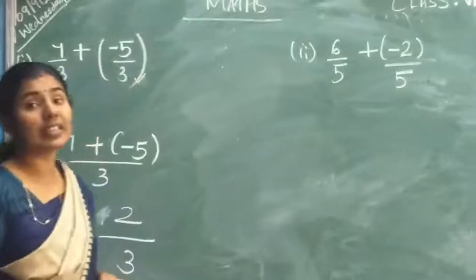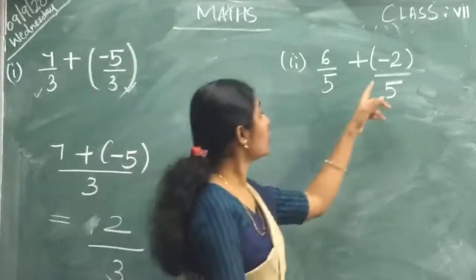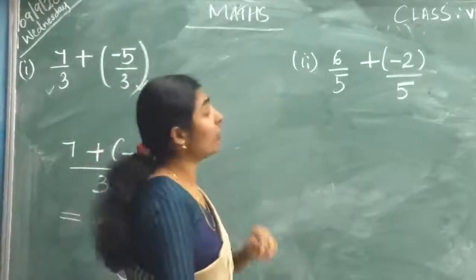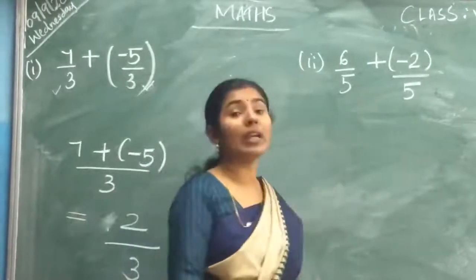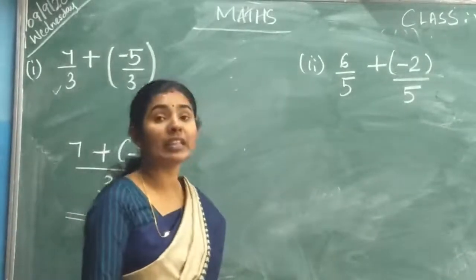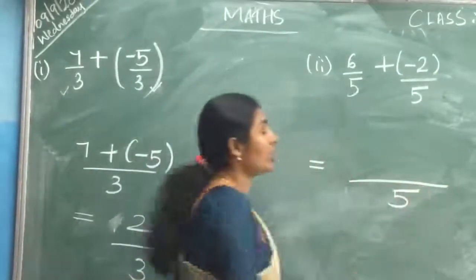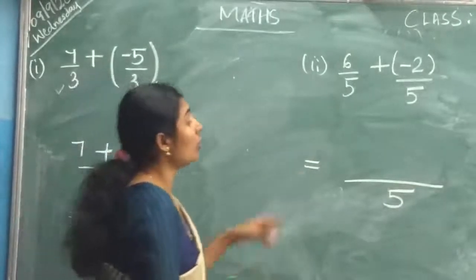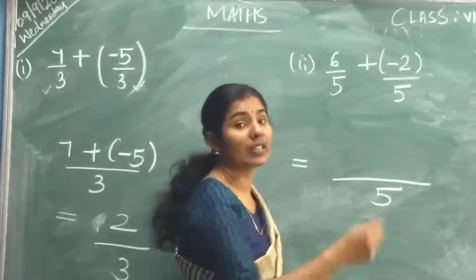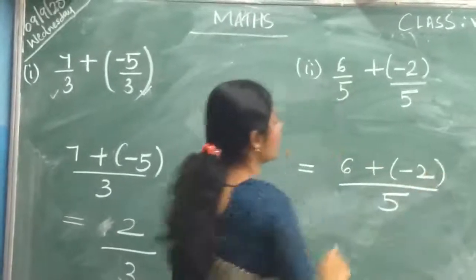Now we see, what is the question? 6 divided by 5 plus minus 2 divided by 5. Which are the two rational numbers? 6 by 5 and minus 2 by 5. Are the denominators the same or not? Here the denominators are the same. So what is the rule? Take the denominator common. The denominator is 5. Now what will be the numerator? You get it by adding the numerators. The numerators are 6 plus minus 2.